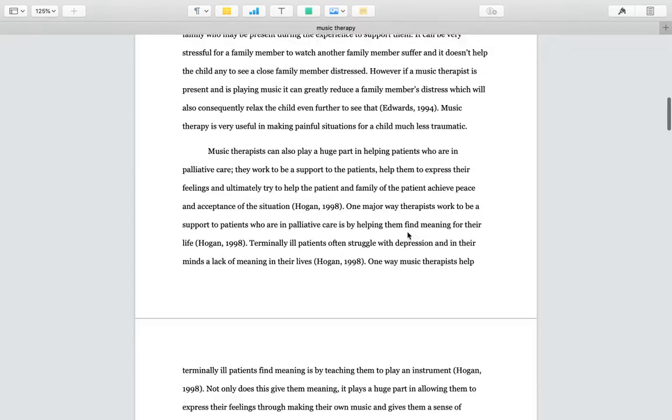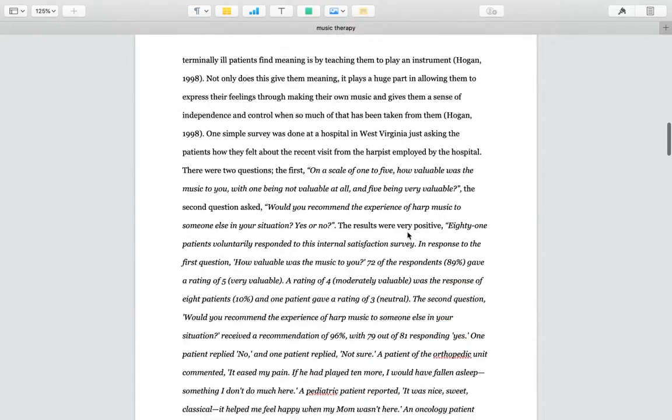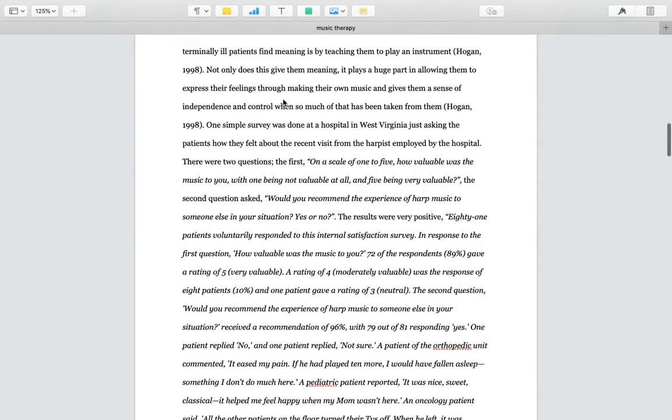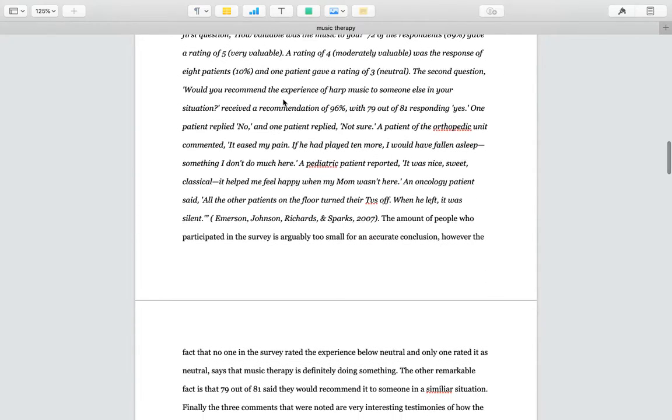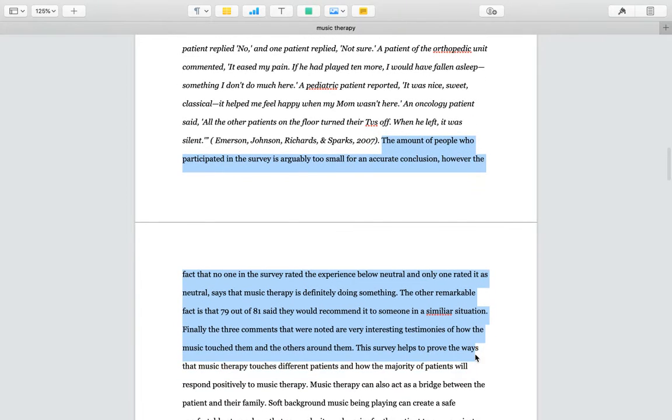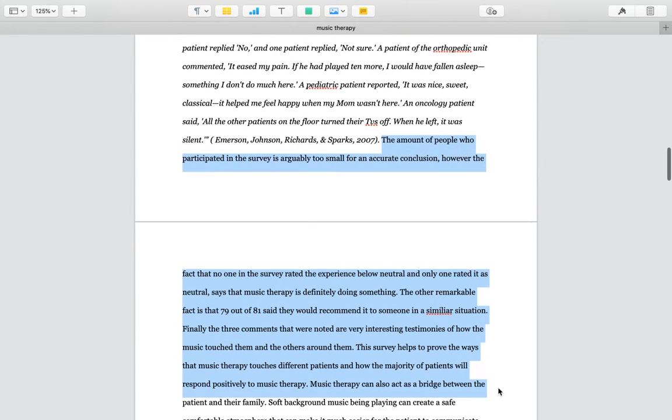But what I like about this paper, I'll go down to this paragraph. So it talks about can play a huge part. So it has an example of where music therapy is being used here, palliative care, and then it reviews the research. This is a key part that most people forget. It's the evaluation of the research. This part here. This is the difference between getting a 3 and a 4 or a 2 and a 4.